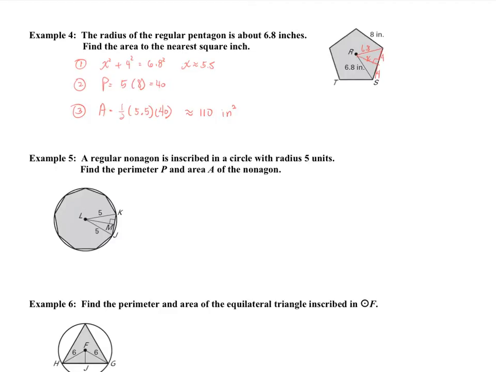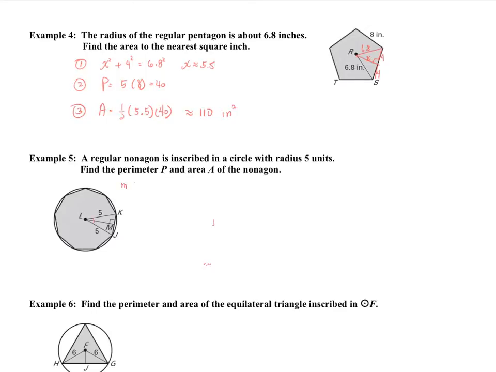Example 5. A regular nonagon is inscribed in a circle with radius 5 units. Find the perimeter P and area A of the nonagon. Okay, we have limited information here. So perhaps we need to use angle degrees and trig to find the side lengths. I know that I have an isosceles triangle here, and I know this polygon is inscribed in a circle, so I can find the angle measure of KLJ.